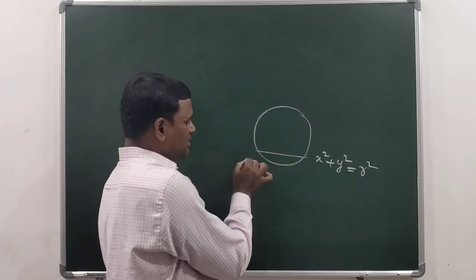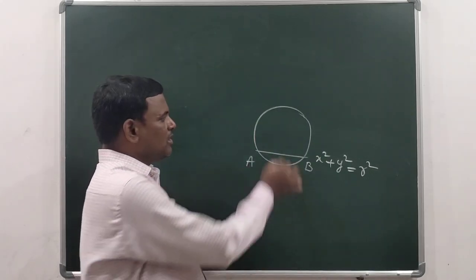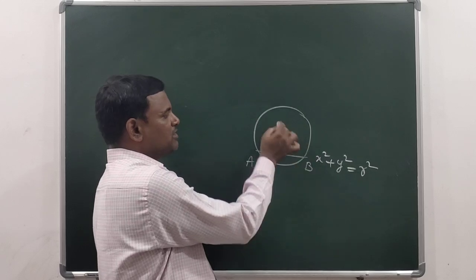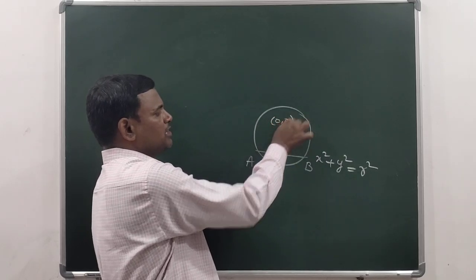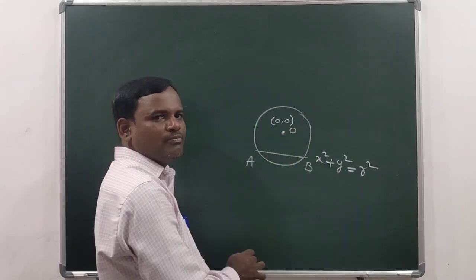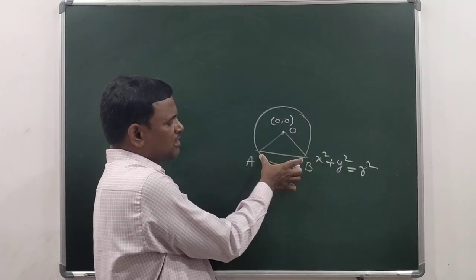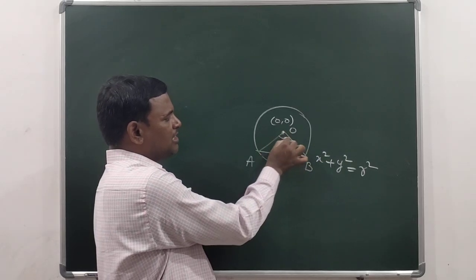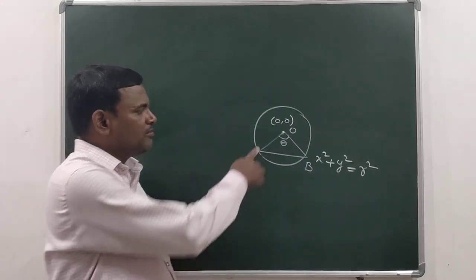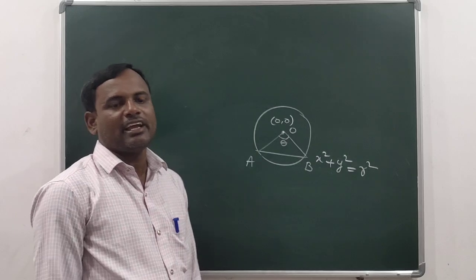See here, this is AB, our chord. So here this is the center of the circle. Observe the center of the circle, whose center is 0, 0. Let us represent this center with O. Now this is a radius, this is one more radius. This chord is making how much angle at the center? Theta. So like that, how many chords will make theta angle at the center?